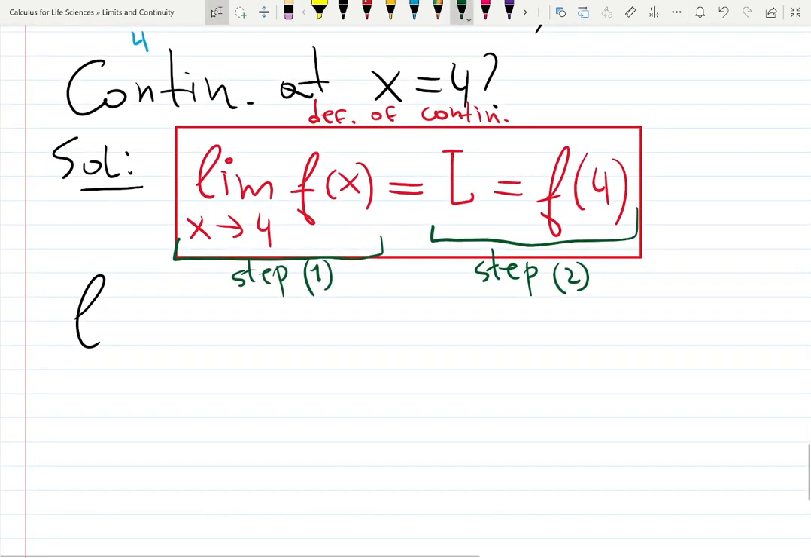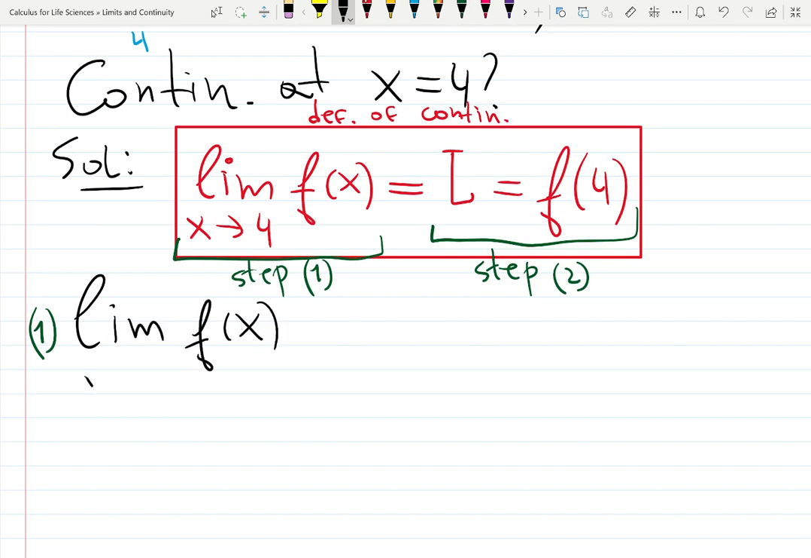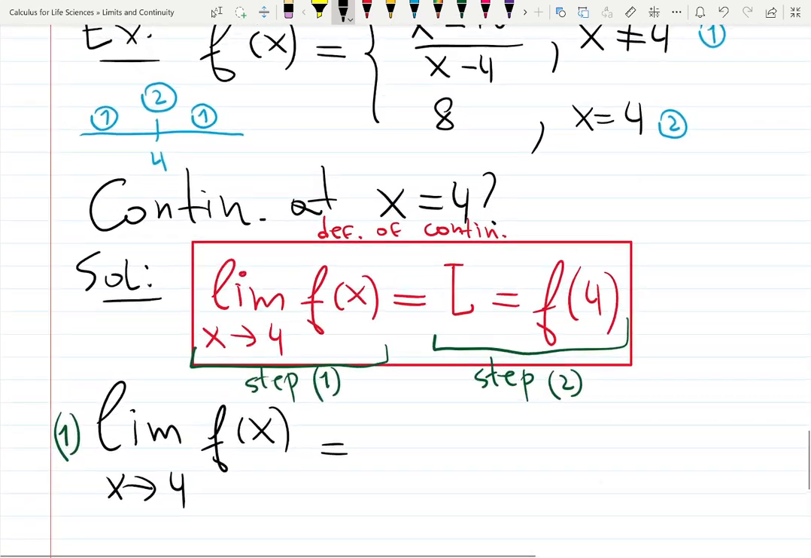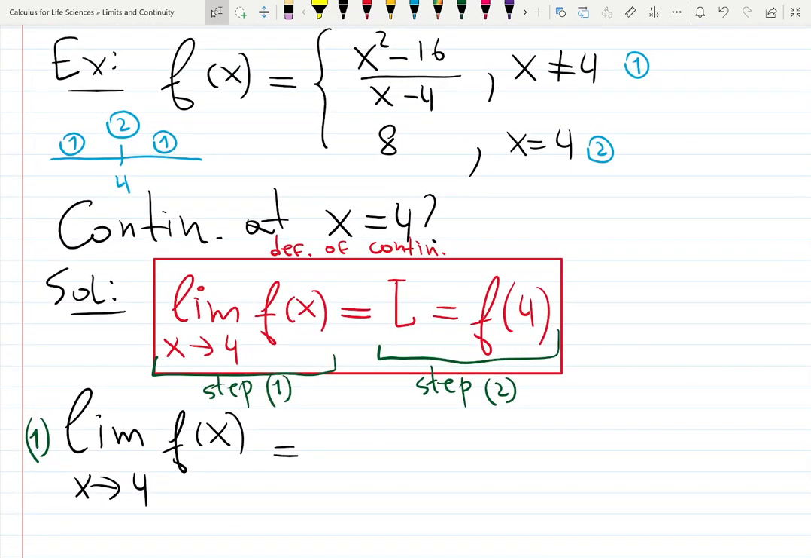Let's see. Step 1. Let's find this limit of f of x as x approaches 4, which means x is approaching 4, but it is not 4. What function should I use, 1 or 2? Do you all understand that? That is actually a hard question, to be honest. If you understand it, that is pretty cool. I will visualize for you right now. x is approaching 4 from the left and from the right. That's what this limit means. But it never reaches 4. So we always stay at function number 1. We never reach function number 2.